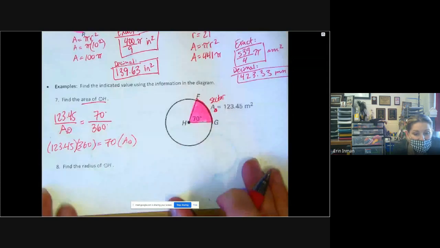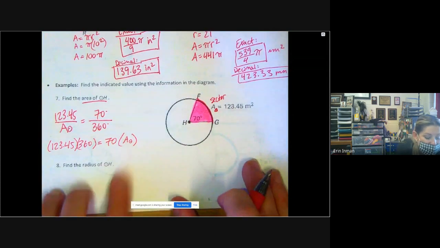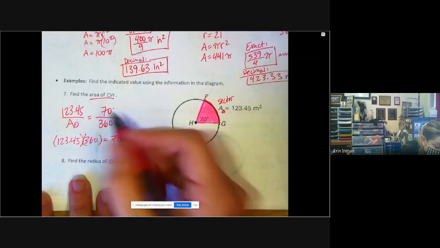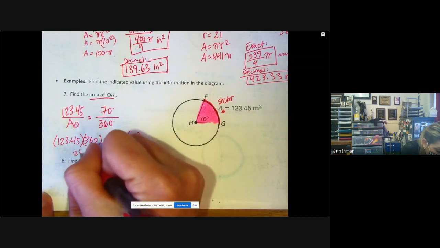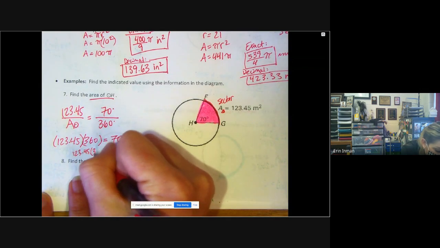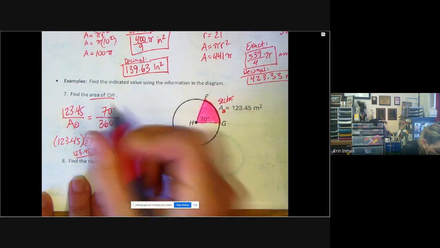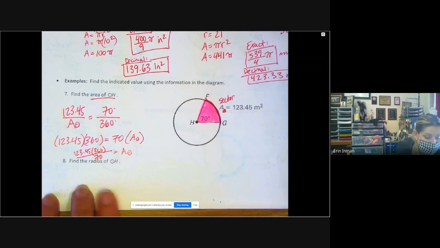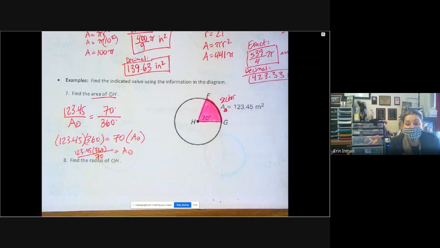And then remember, we want to get area by itself, so I need to undo that with some division. So it's going to be 123.45 times 360, divided by 70, and that's my area of my circle. Notice that there's no pi symbol, so they've already done some rounding on this one. So I don't have to worry about a pi symbol right now.